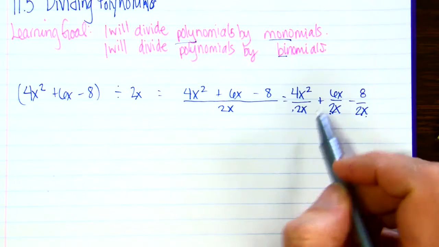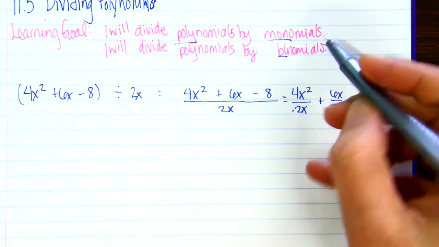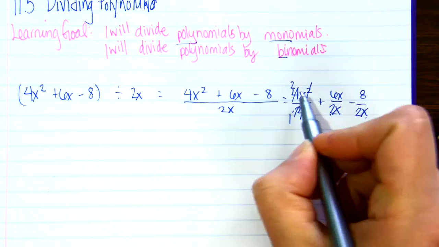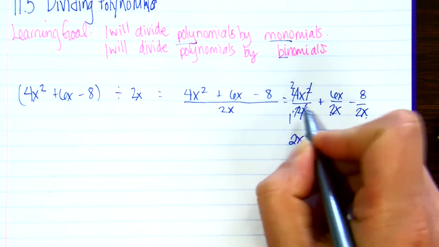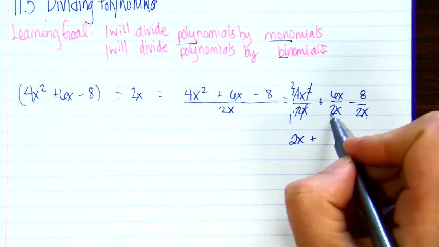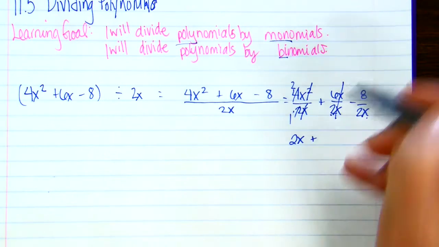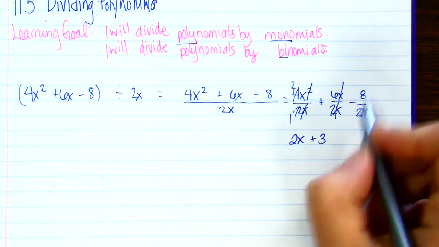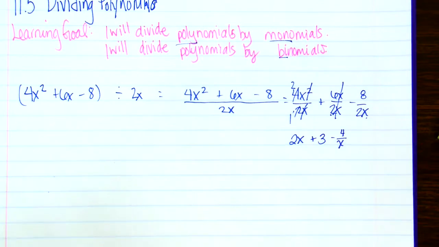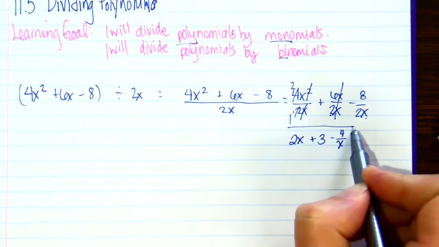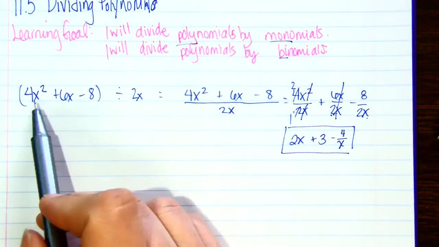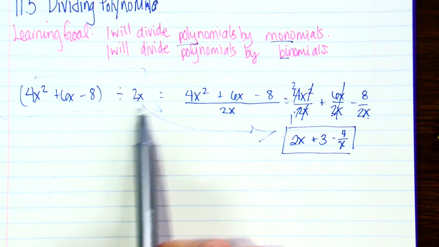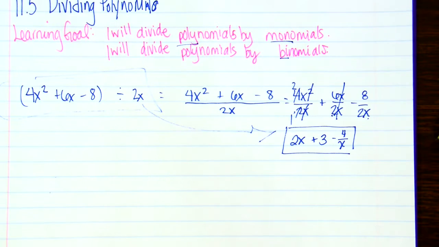And I just need to simplify this. 4x squared over 2x, well, those x's divide out. 2 goes into 2 once, 2 goes into 4 twice. So I have a 2x in the numerator and a 1 in the denominator. 6x divided by 2x has an x in the numerator and denominator that divide out. 6 divided by 2 is 3. And then 8 over 2x will simplify to 4 over x. So this would be my final answer here when I simplify that division problem. So if you're dividing by a monomial, just divide each term by that monomial and simplify.